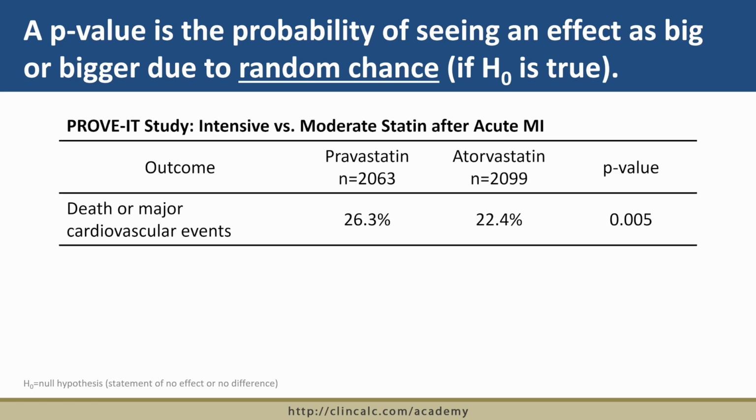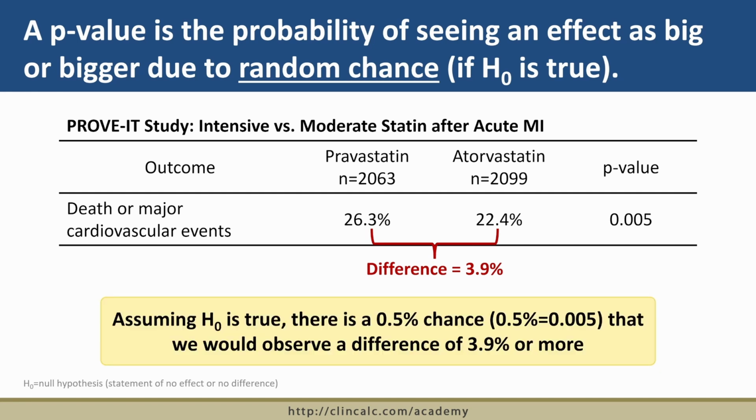So going back to the PROVE-IT study, the p-value in this case was 0.005. And the difference that we observed, the absolute risk reduction, was 3.9 percentage points. So what does that actually mean? The p-value of 0.005 is the same thing as 0.5%. It means that there's a 0.5% chance that if atorvastatin is not actually effective, so if the null hypothesis is true, we would have observed a difference of 3.9 percentage points or even a larger difference in this trial. Or in other words, it's really unlikely that, if atorvastatin is not effective, we would see this difference of 3.9 percentage points just by chance.